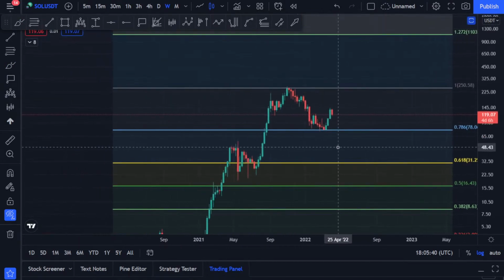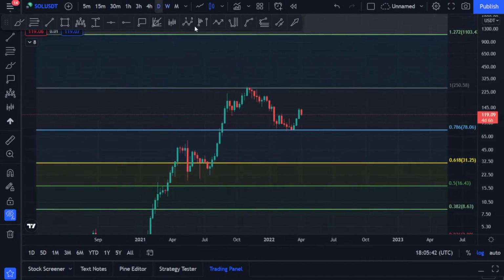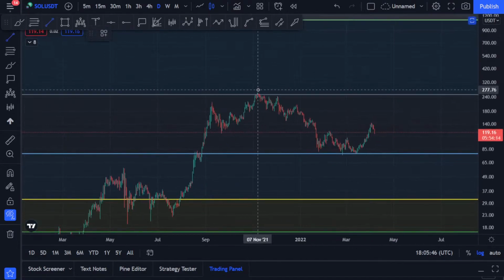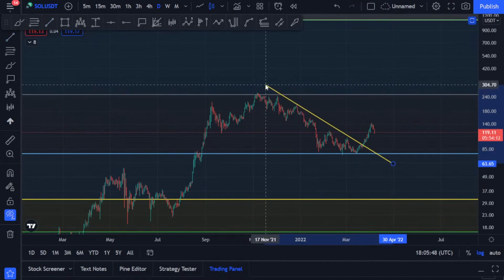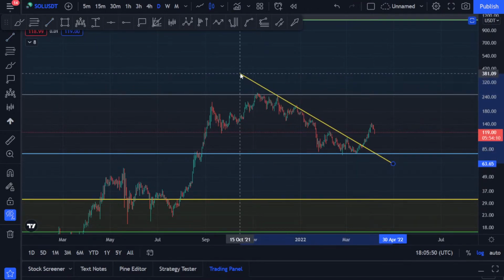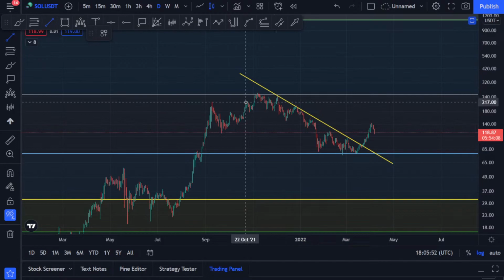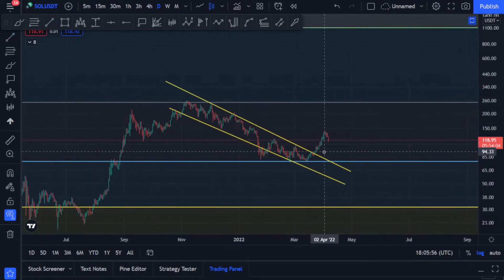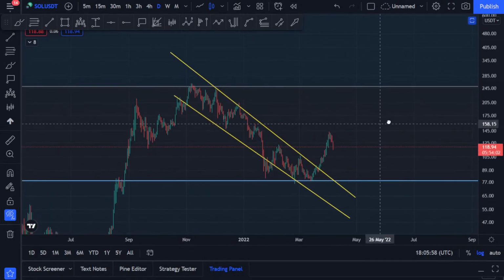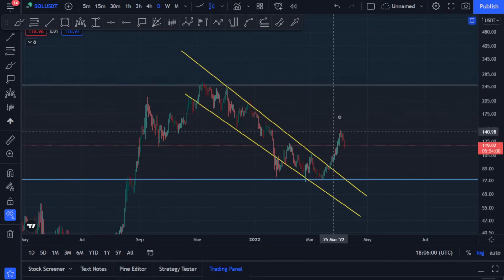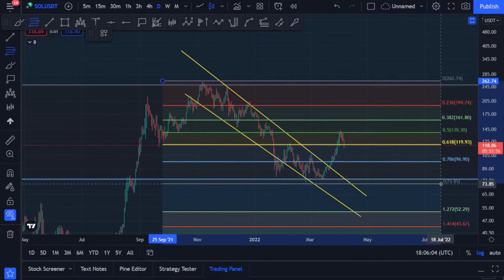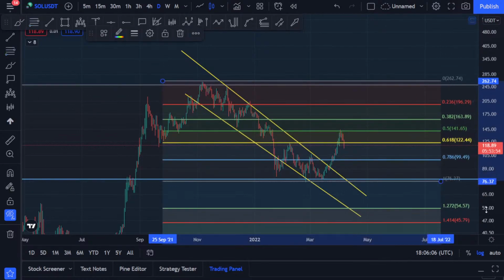Let's go to the daily time frame. You can see it a little bit better. You had this resistance line right over here, and you had this support line over here. And you can see you have broken outside of this resistance and come out of it. You can also take another Fibonacci and just measure this move right over here.